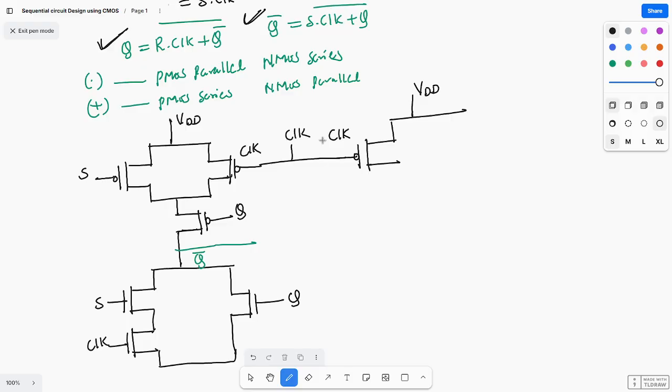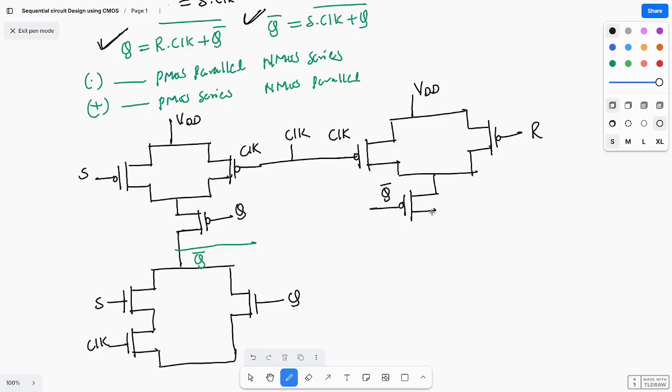And this side I'm giving R. So this is R. These two are in parallel. And next, series with Q bar. So this is Q bar, and this is R. So the PMOS is done.